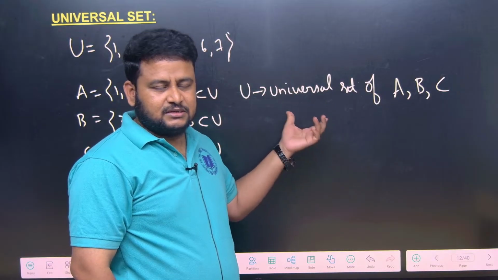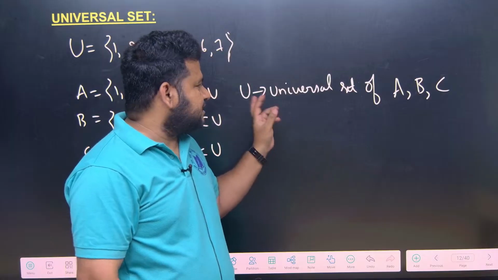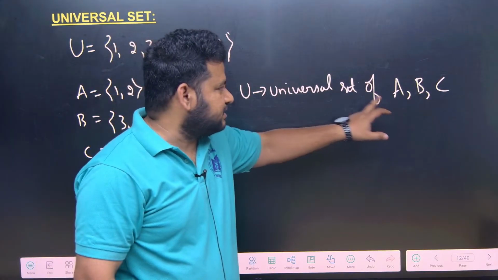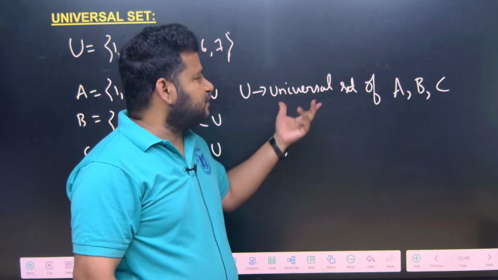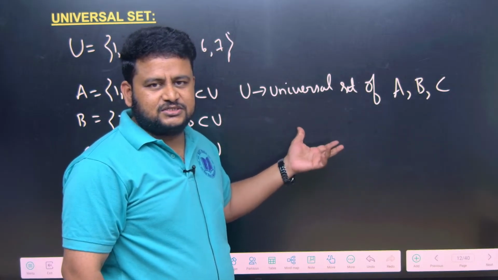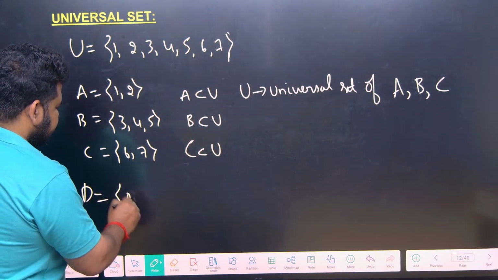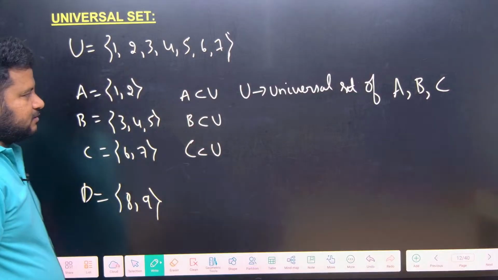And here you should also remember this word universal set is also subjective. So if I say U is a universal set, for whom? That we have to specify. That's why I have written universal set of ABC. If I just write universal set, you cannot say. Suppose I write here D is equal to 8, 9.